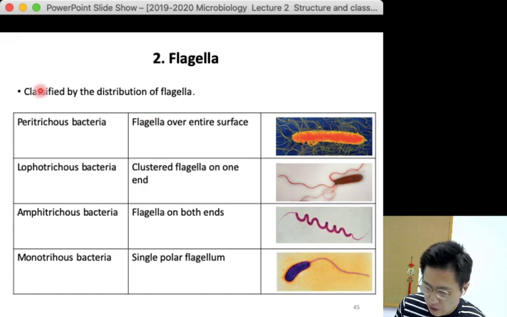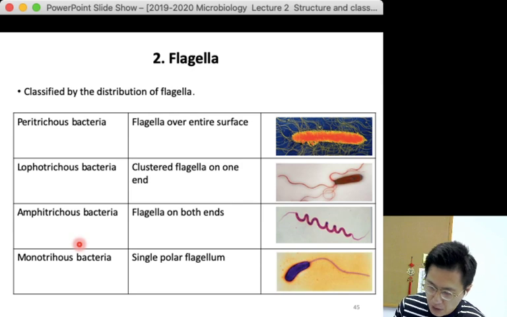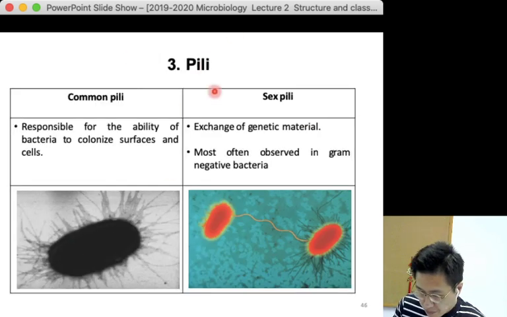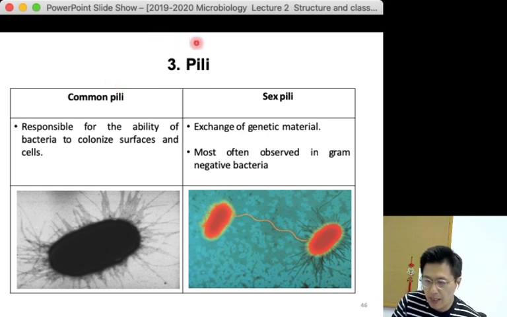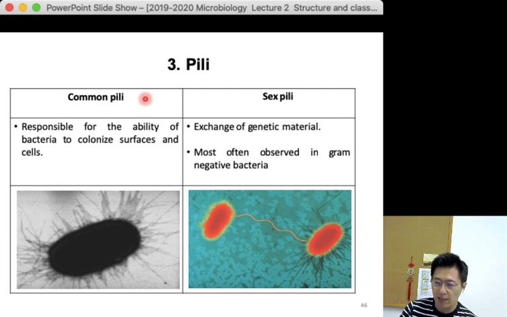The flagella are found on lophotrichous bacteria, amphitrichous bacteria, and monotrichous bacteria. Right, the pili. Now, there are two kinds of pili on the surface of bacteria. One is the common pili. Common pili are commonly found in both gram-positive and gram-negative bacteria. They are responsible for attachment of the bacteria on smooth surfaces.